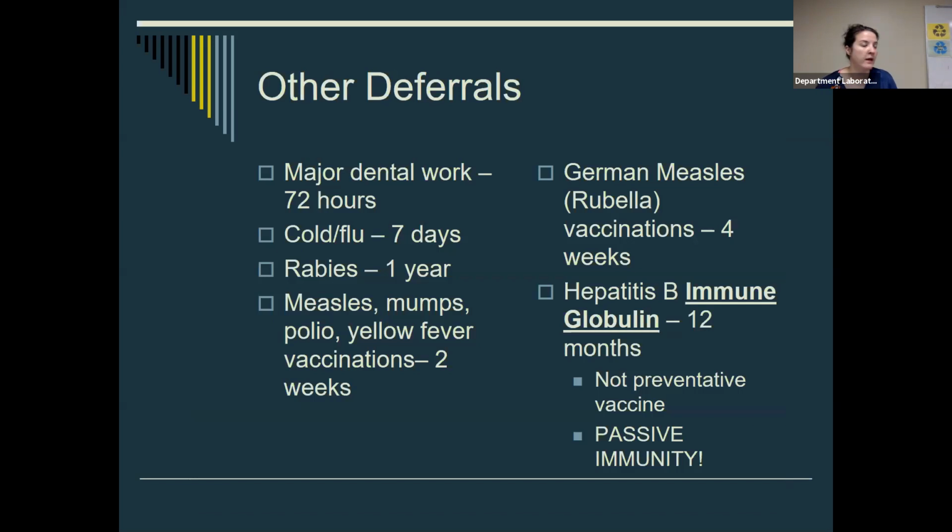Some other ones, again, major dental work, 72 hours. So if you have a tooth extracted, wait 72 hours. If you have symptoms of cold or flu, make sure you wait 7 days. If you still have the cold or flu and you have a fever, make sure that you're fever-free for 7 days. Good rule of thumb. Again, rabies, 12 months. Measles, mumps, polio, yellow fever, 2 weeks, and German measles is 4 weeks.